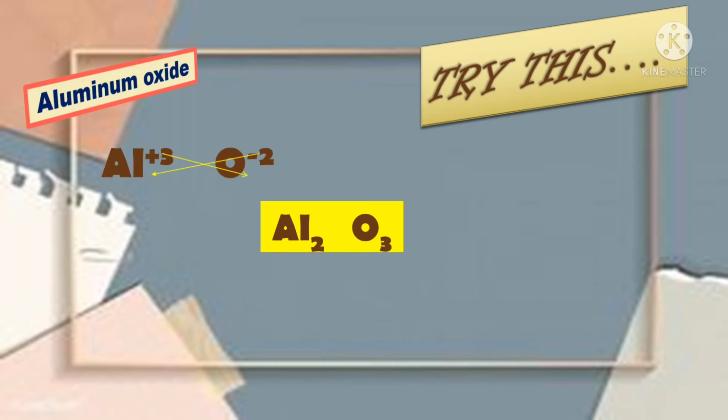Al2O3 without carrying the sign. Do you follow? Do not carry the sign of positive and negative, just the number. Okay? So our chemical formula for aluminum oxide is Al2O3. Did you get the same answer? Very good.